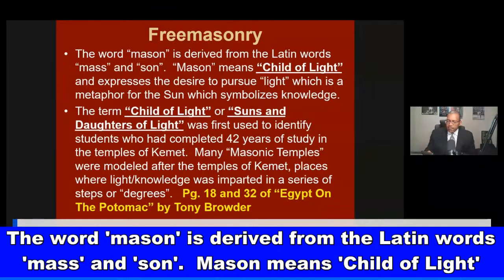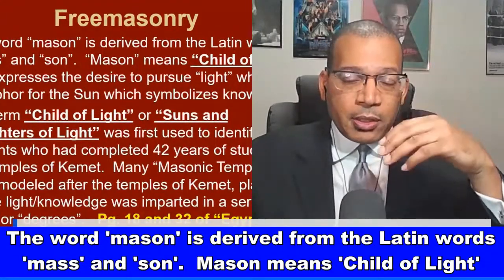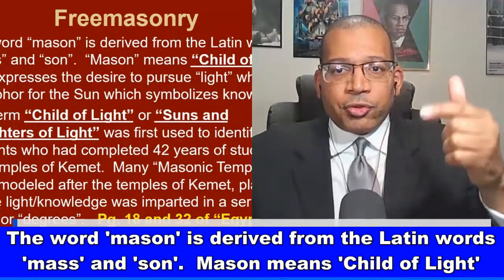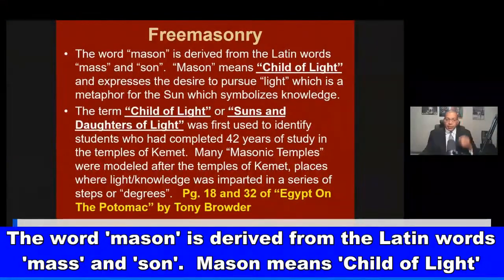So the concept of going to a liberal arts college comes out of ancient Africa as well. And George G.M. James talks about this in the book Stolen Legacy. He talks about the 7 liberal arts and the concept of getting your credentials at an institution of higher learning in a series of steps, a series of degrees: associate's degree, bachelor's degree, master's degree, PhD. That comes out of the Nile Valley region of Africa also. Read Egypt on the Potomac by Tony Browder, pages 18 to 32.